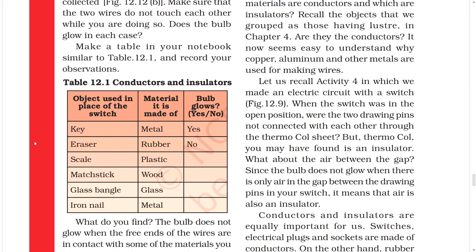Table: Conductors and insulators. Object used in place of the switch. Material it is made of. Bulb glows? Yes or no? Key, metal, yes. Eraser, rubber, no. Scale, plastic. Matchstick, wood. Glass bangle, glass. Iron nail, metal. Do this and comment this.